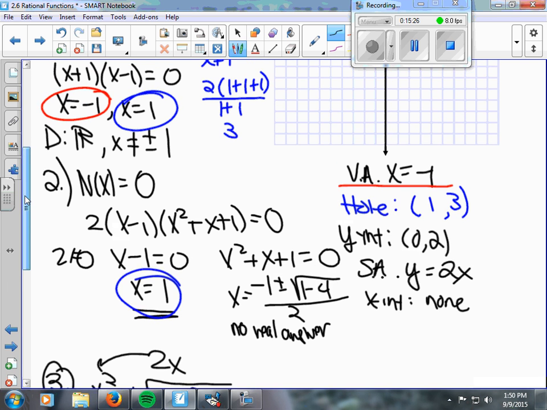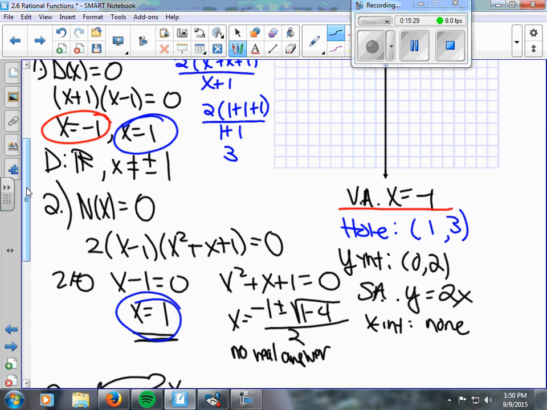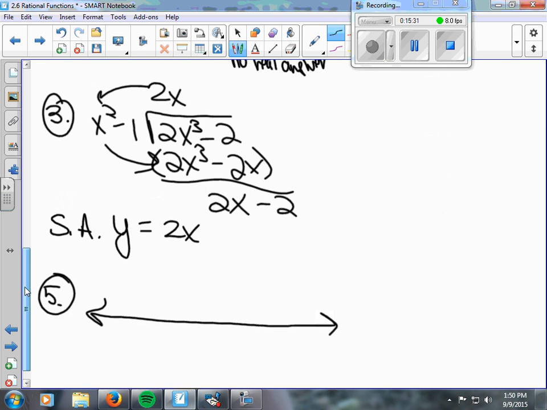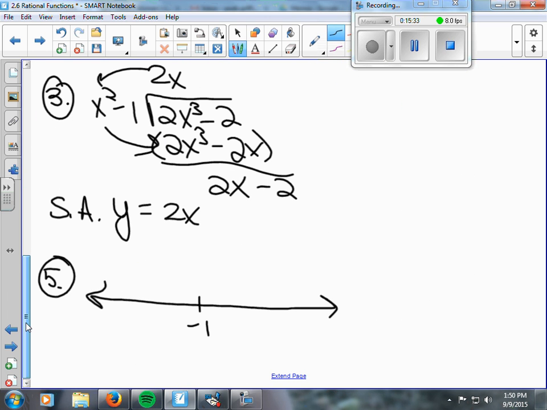Then also you want vertical asymptotes. So I had a vertical asymptote at x equals -1. That's going to go on there. And that's it. Vertical asymptotes and x-intercepts.